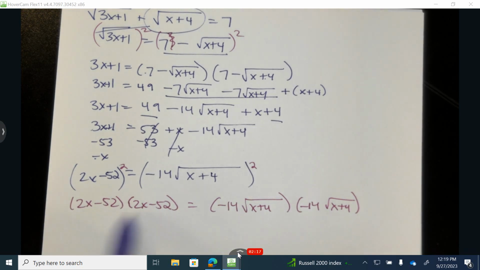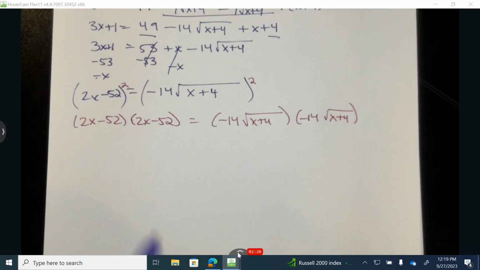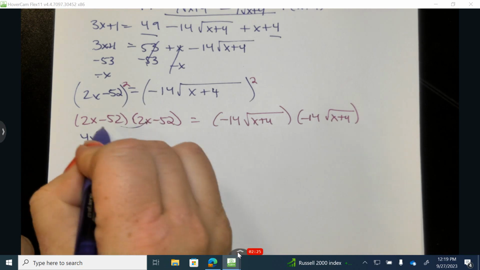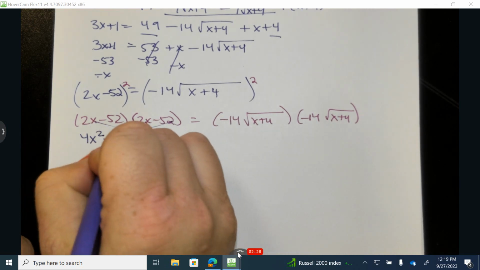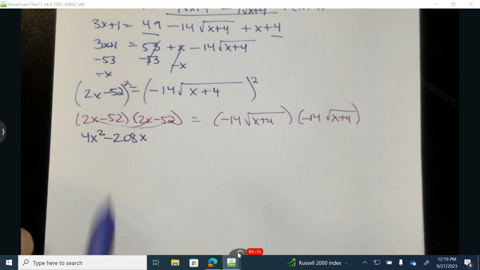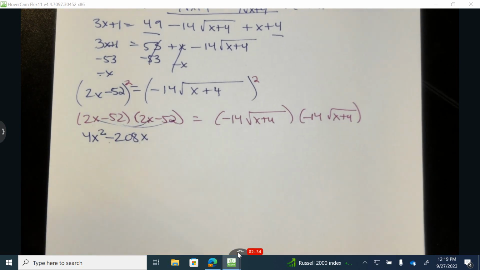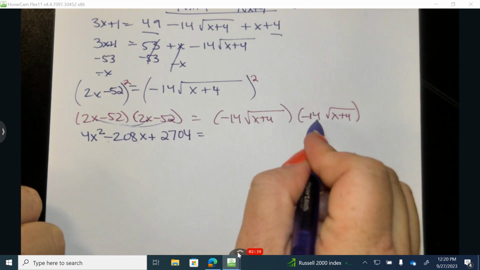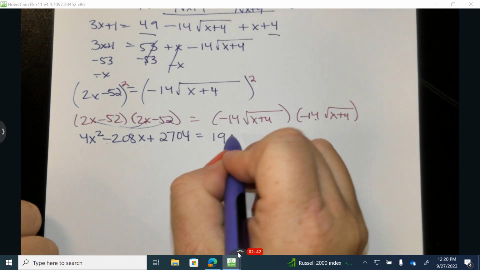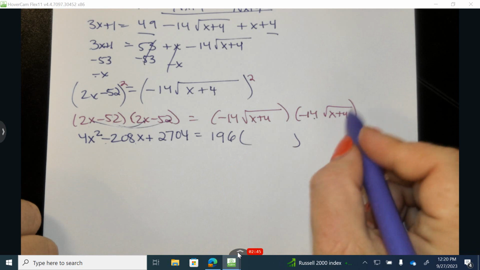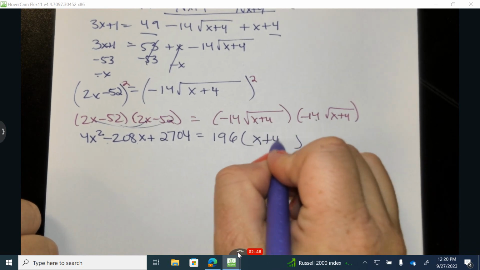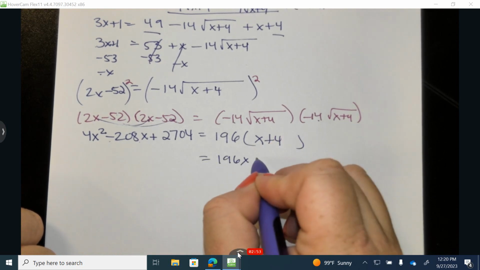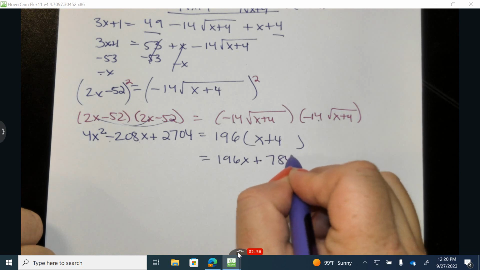Okay, so I'm going to FOIL this out here, and I've already used a calculator so I can speed this up. Doing the front part is 4x squared. Now, when I do the inside and the outside and I combine them, I end up with negative 208x. So it's negative 104, and negative 104 twice is negative 208. When I multiply the back, this is positive 2704. Negative 14 times negative 14 is a positive 196. And when you take the square root of x plus 4 times the square root of x plus 4, you're left with x plus 4. Okay, now let's distribute: 196x plus 784.